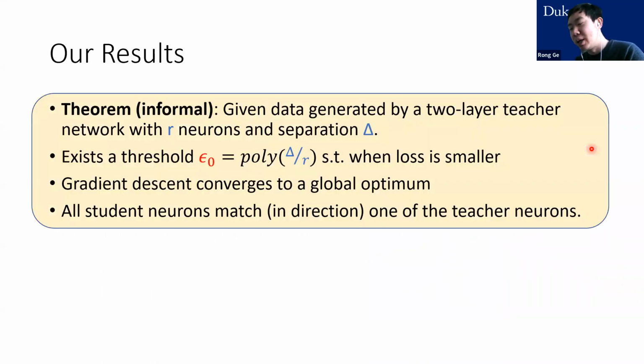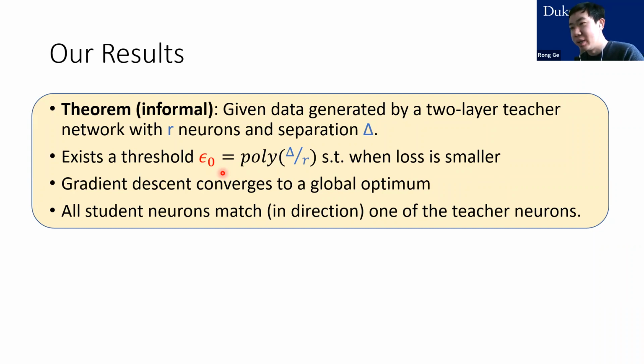What we are able to prove is the following result. This is the informal version of the theorem. If we're given data generated by a two-layer teacher network with R neurons, and the neurons have separation delta, just think that the neurons have angle at least delta between each other, then we can show that there exists a threshold epsilon 0, which is just dependent on the separation and R, such that when the loss is smaller than this epsilon 0, gradient descent will converge to a global optimum. And in particular, at this global optimum, all student neurons will match in direction one of the teacher neurons.